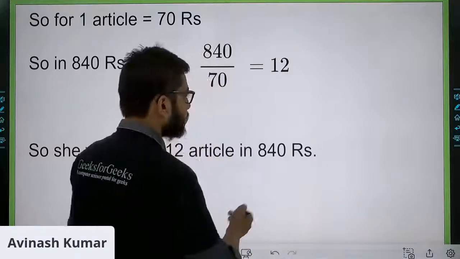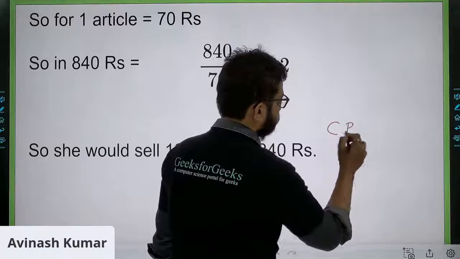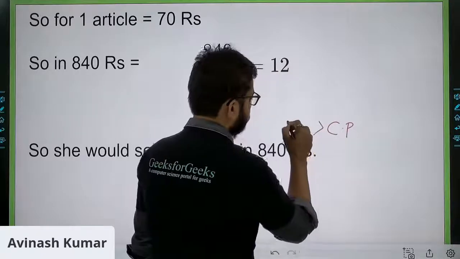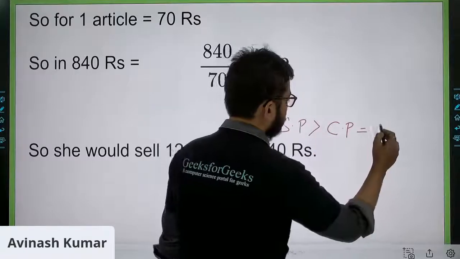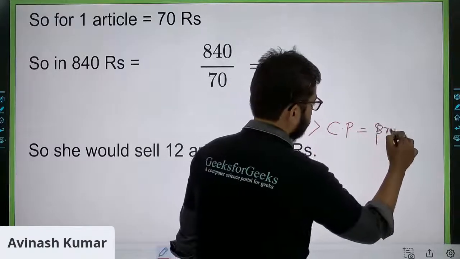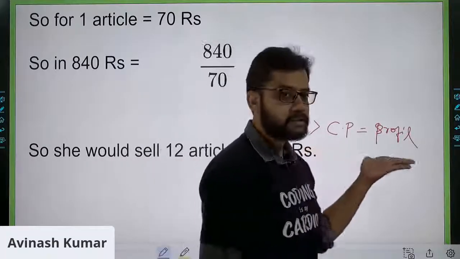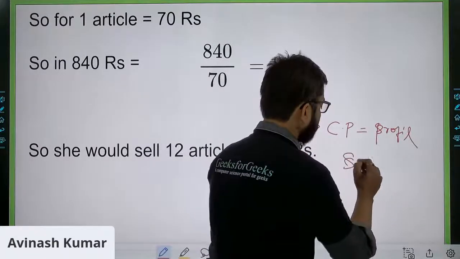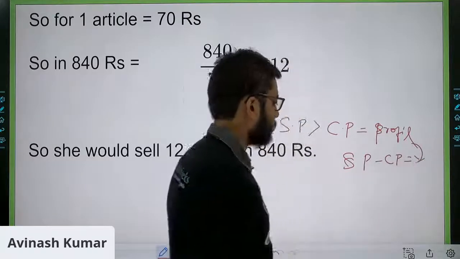If the selling price is more than the cost price, what will happen? It's a profit case. It means your selling price is more and the cost price is less. In that case we go with selling price minus cost price. This will give you the profit details.